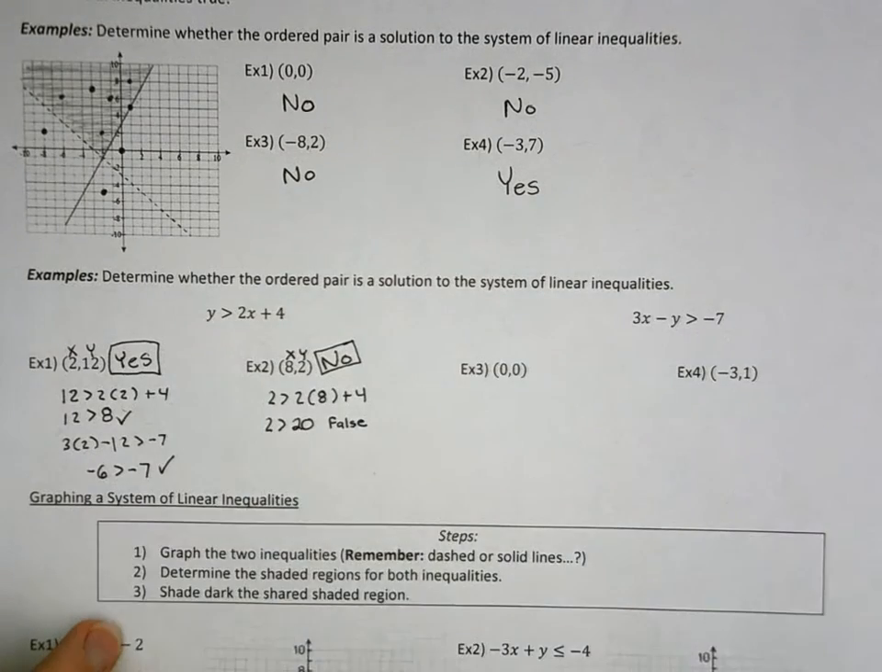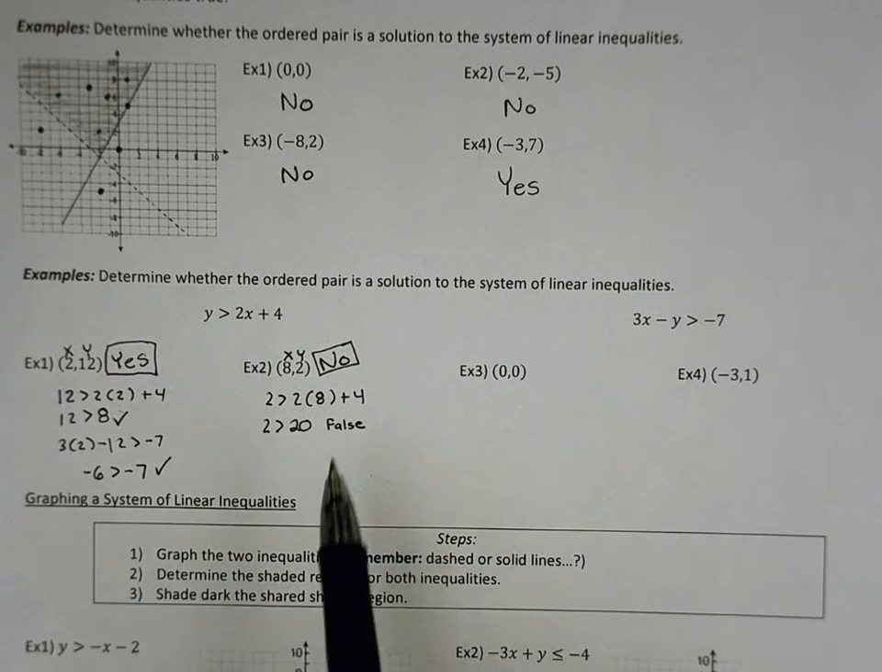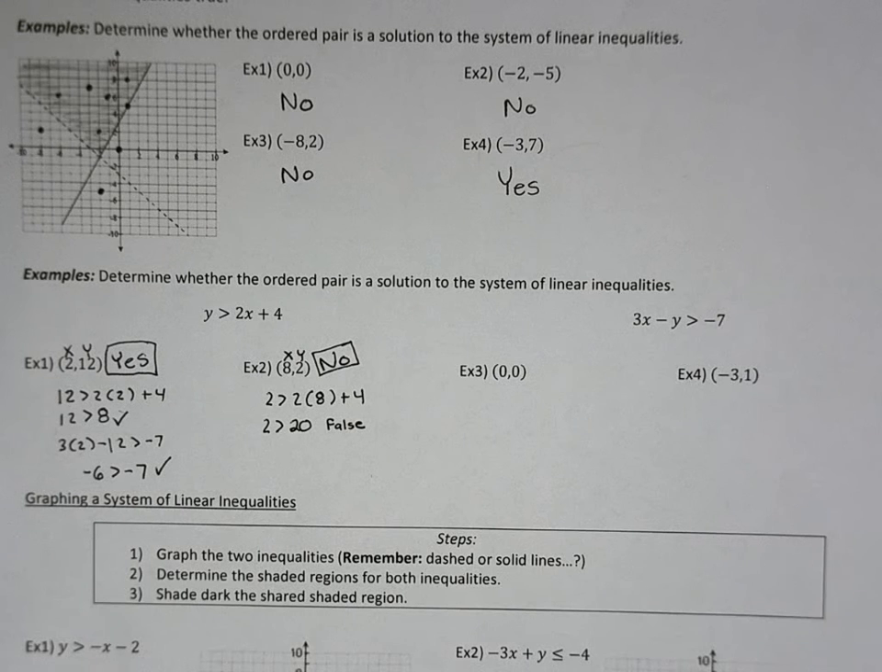If you notice, I'm not going to plug it into the other one. Frankly, I don't care whether or not it makes the other one true or false. Within the context of this particular problem, as soon as you have one that's false, you're done. You know your answer. It's not going to be a solution. Doesn't matter whether the other one's true or false. Your answer is going to be no. It's not a solution. Because it's got to make both true.